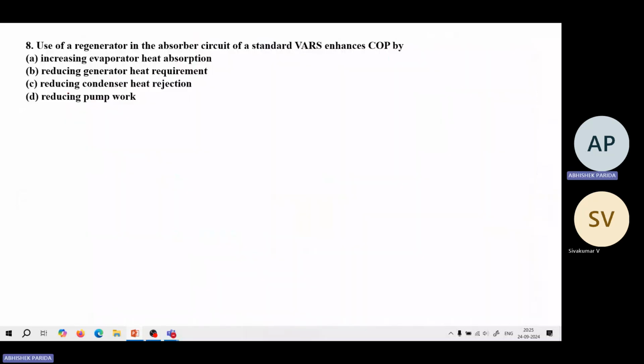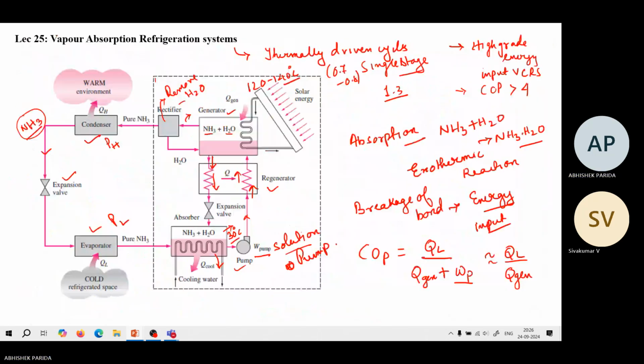So the next question: use of a regenerator in the absorber circuit of a standard VRS enhances COP by, yeah, tell me. Very simple question. We already discussed this during our summary revision. Reducing generator heat requirement. It is one kind of heat recovery system. Correct. Absolutely correct. The correct answer is option B.